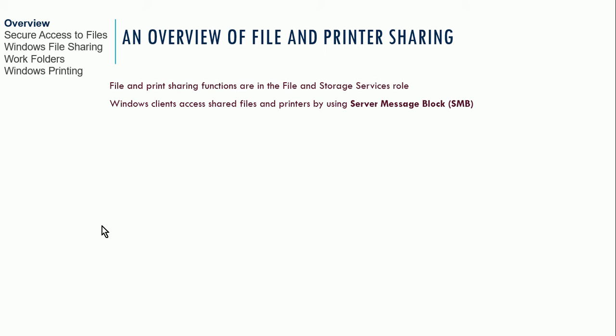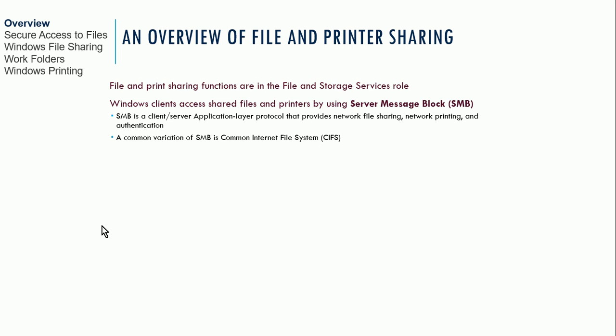By default in Windows, we're going to use the Server Message Block protocol, or SMB. You may be familiar with this when you put in \\something, that's SMB that you're using. Some people call that a UNC path, which is used by SMB. It's a client-server application layer protocol that provides network sharing, network and printer sharing really, as well as authentication. A common variation of SMB is Common Internet File System, or CIFS.